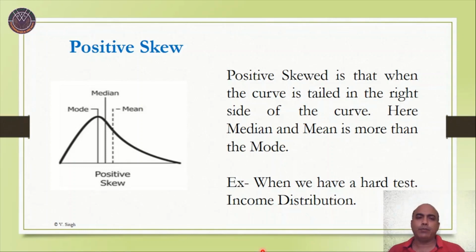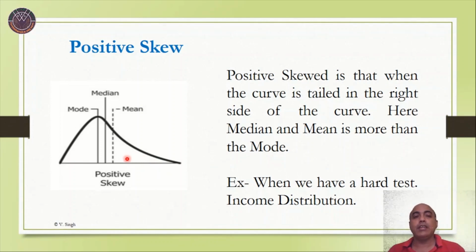Now, what is a positively skewed curve? A positively skewed curve is one where the curve is tailed on the right side. You can see the tail is on the right side. Here the median and the mean will be on the right side of the mode. This is the figure of a positively skewed curve. For example, take a very hard examination. If the questions were very hard, then this type of curve occurs. If the test is harder, then the maximum of the frequencies will lie on the left hand side. Students having low scores will be more on the left hand side, and the students having high scores will be fewer in number and will occur on the right hand side. So this is the example of positive skewness.